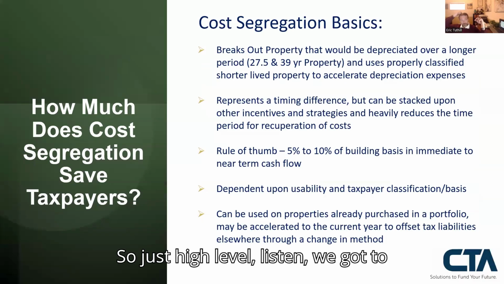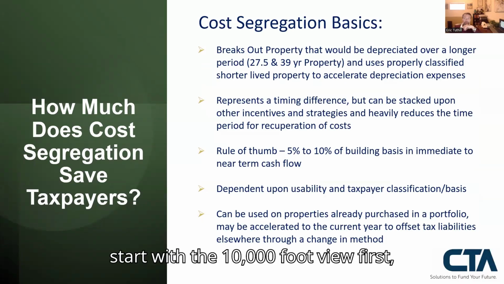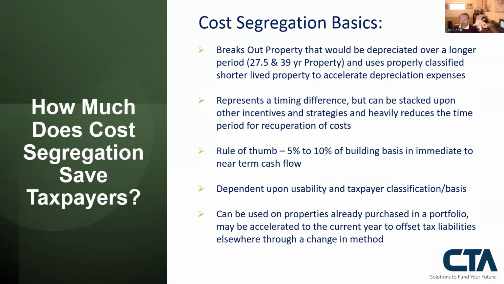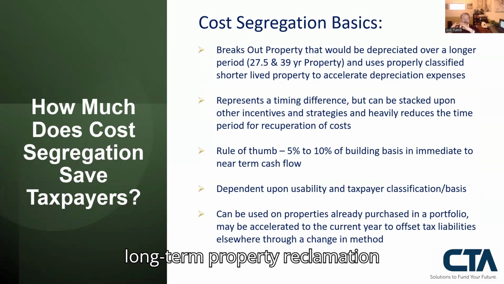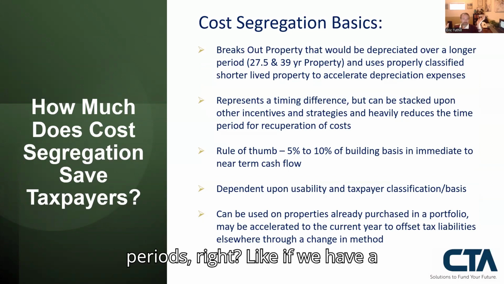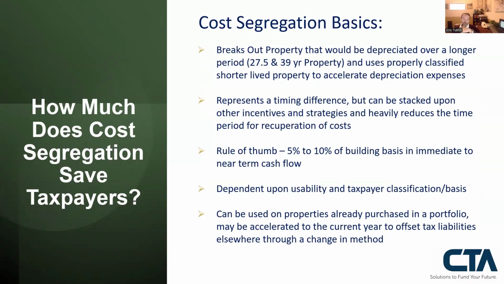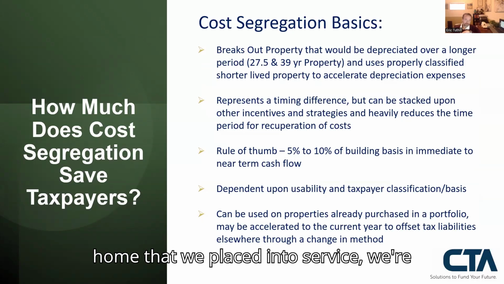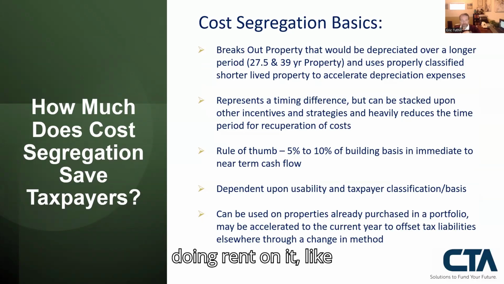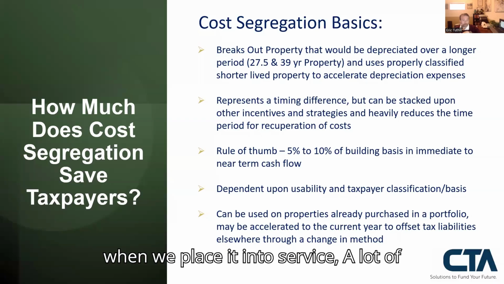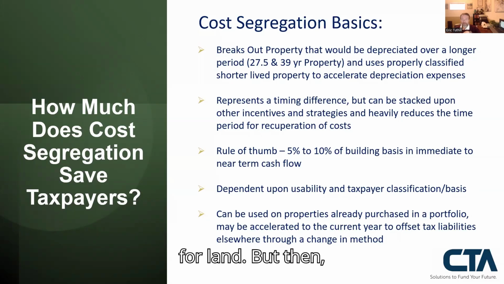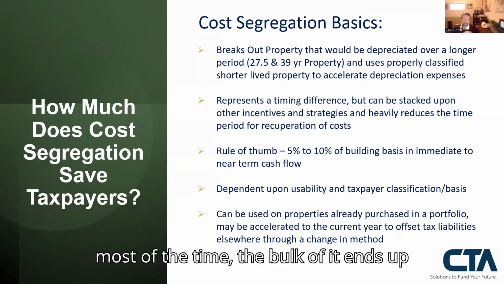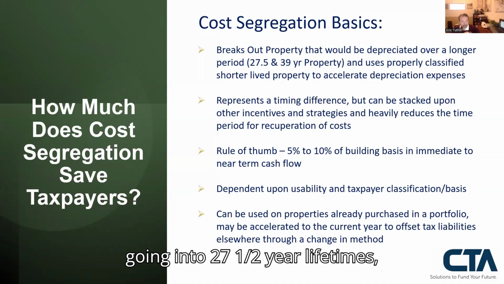So just high level, we got to start with the 10,000-foot view first. But cost segregation basically, what it does is, we have these long-term property recovery periods, right? Like if we have a residential home that we placed into service, we're doing rent on it. When we place it into service, a lot of times we'll take out a little bit there for land, but then most of the time, the bulk of it ends up going into 27 and a half year lifetimes, right?